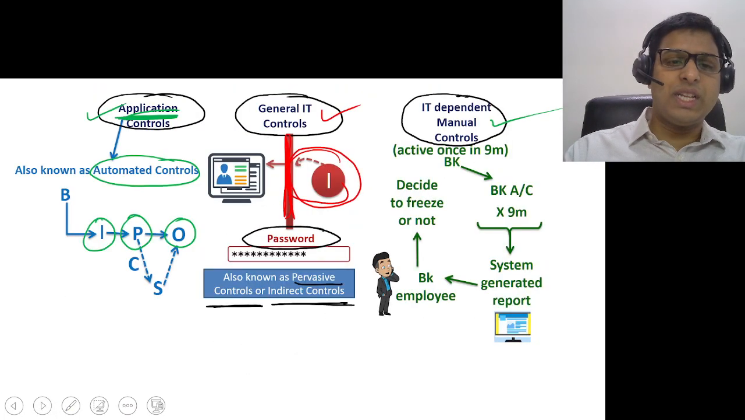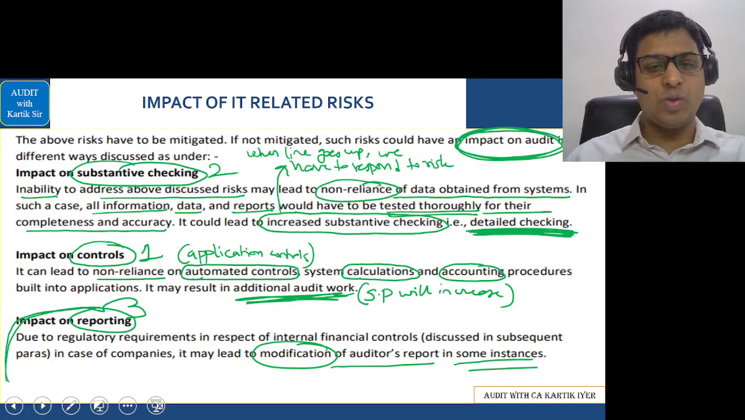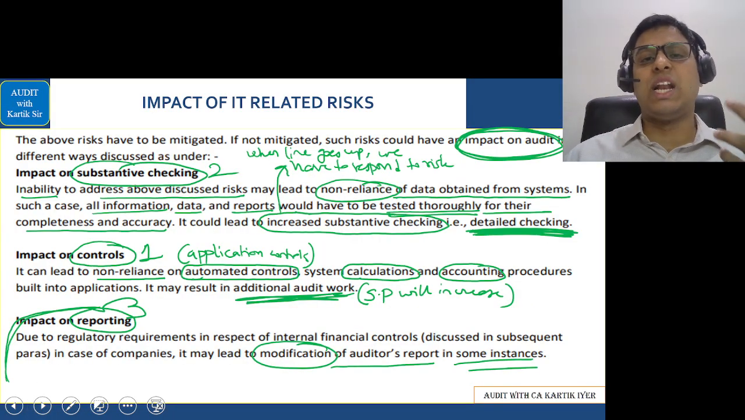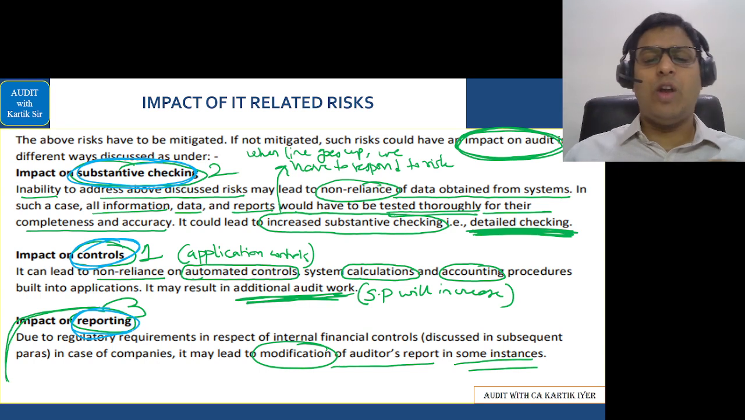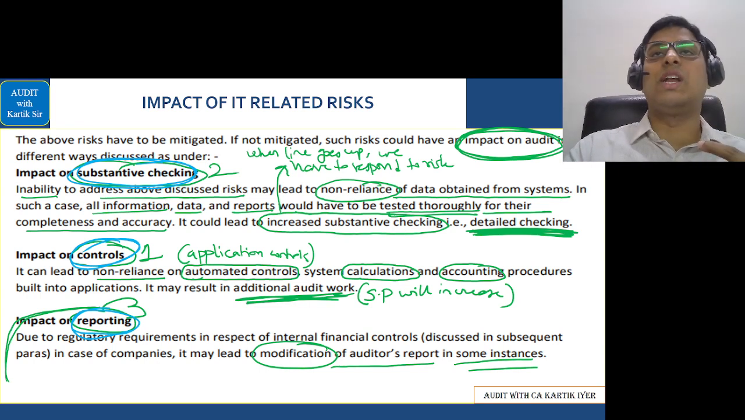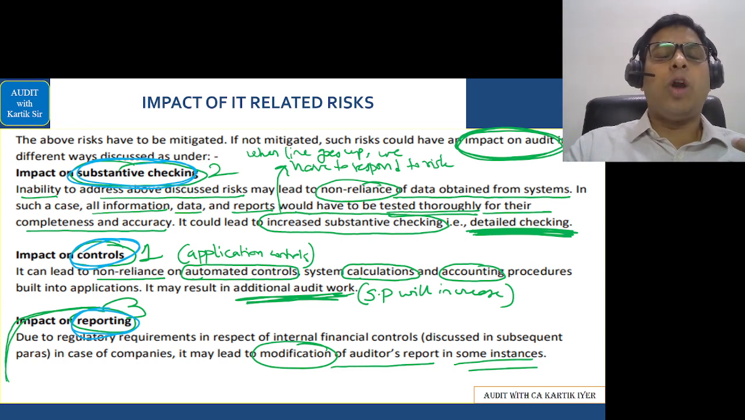Now that is basically this area. I had taught you before, this was for the teaching part, but I had taken you to this answer then: impact of IT related risk. What are the various impacts? There can be impact on the controls, there can be impact on the substantive checking, and there can be impact on the reporting. Now impact on controls: if IT risk is there in a system and you're taking the data from that system, you will not be able to rely on the controls.